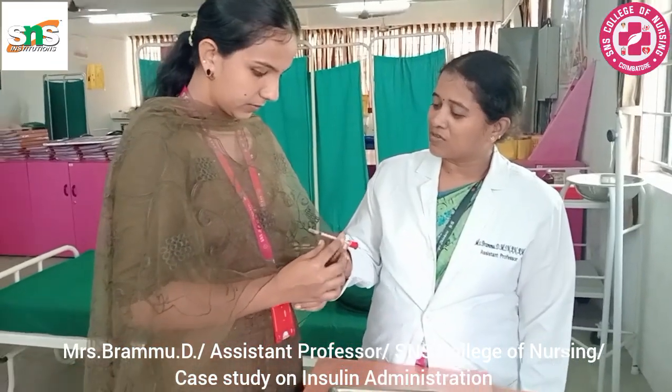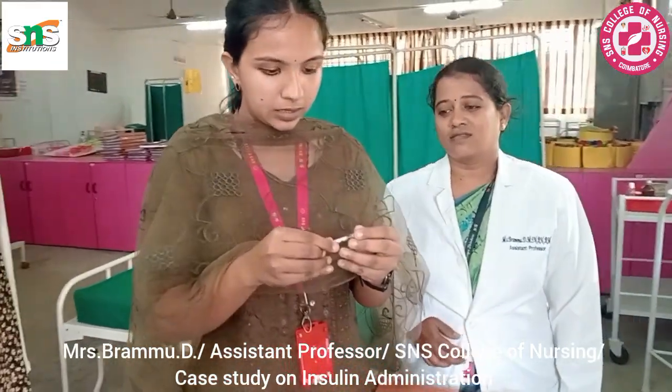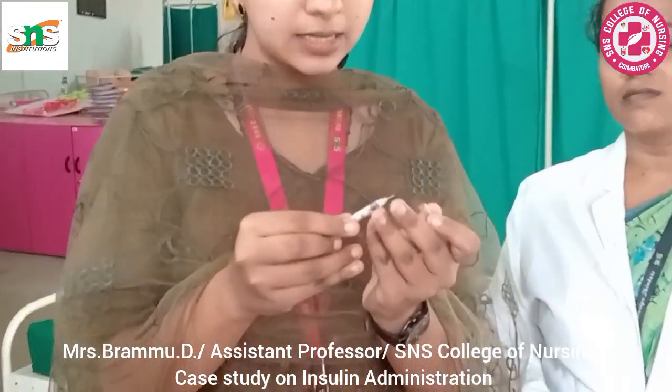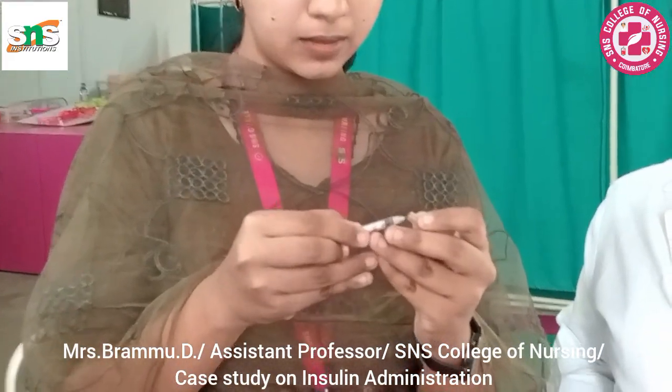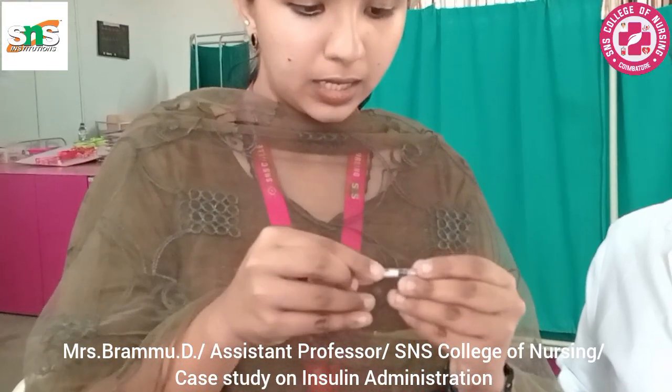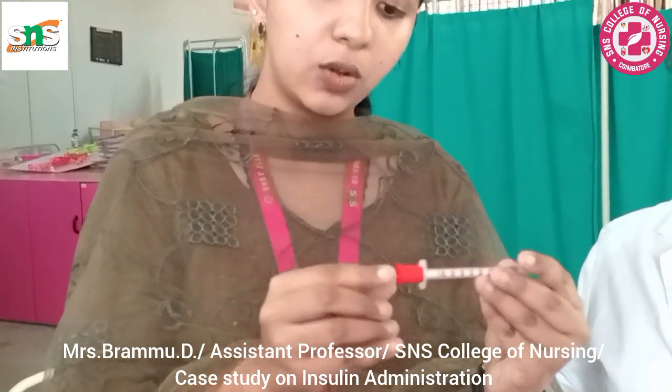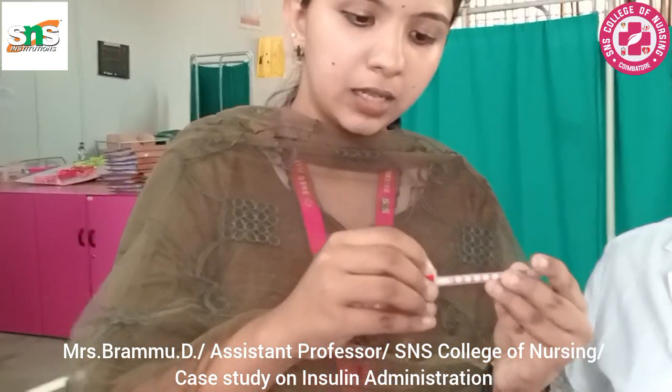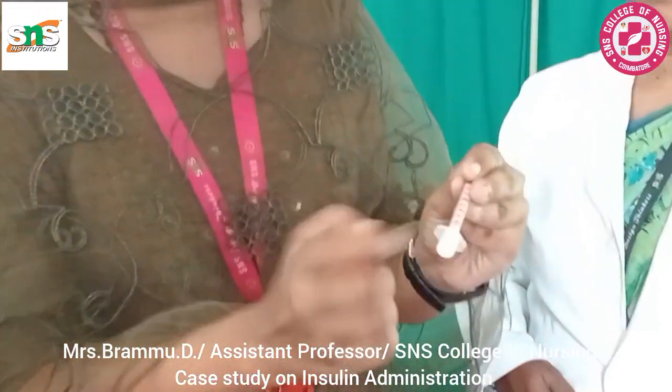Teresa, can you please explain the parts of the insulin syringe for us? This is the protective cap, this is the needle, this is the needle hub, this is the gasket. This is also a protective cap, then plunger, volume markings, barrel.